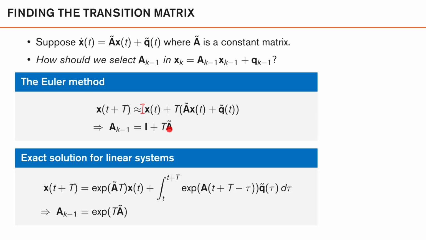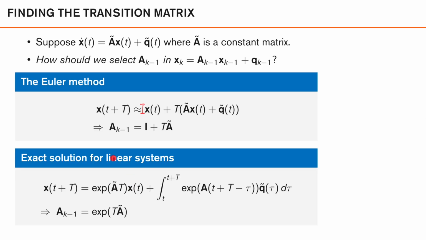Another alternative is to make use of the exact solution for x(t+T) that we also derived in the previous video. According to that expression, x(t+T) is equal to e to the power of Ã times T times x(t) plus this integral here, which does not depend on x(t). If we again recall that x(t+T) corresponds to x_k and that x(t) corresponds to x_{k-1}, then we can simply compare these two equations to conclude that our transition matrix A_{k-1} is equal to e to the power of T times Ã, which is this factor here in front of x(t).